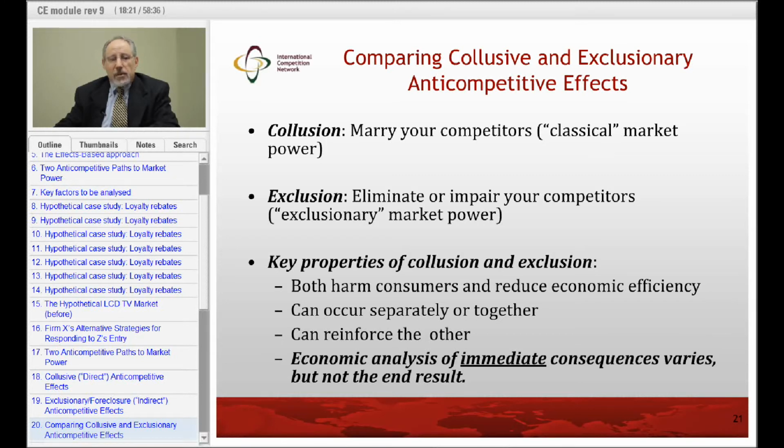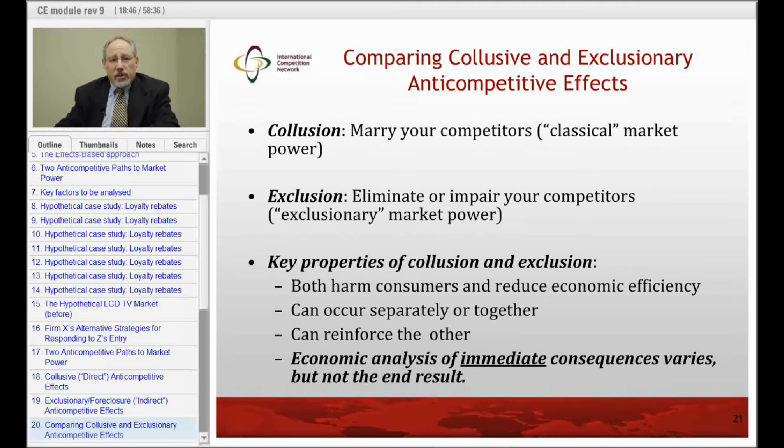There are some key properties that are important to keep in mind with both collusion and exclusion. Both harm consumers and reduce efficiency. Both are ways to exercise market power. Each can occur separately or together, so that firms might be engaged both in collusion and exclusion at the same time, as we'll see is going to happen in our hypothetical.